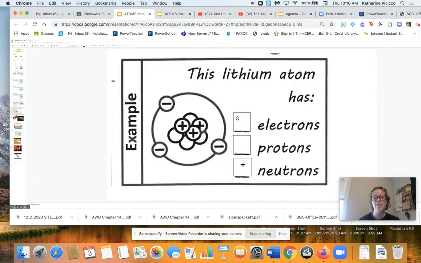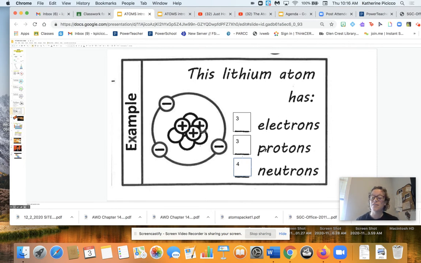Okay? Then how many protons does it have? Protons, pros, positive. So 1, 2, 3. 3 protons. That's interesting. Protons and electrons are the same number. Let's look at neutrons. Neutrons, if you remember, are neutral or have no charge. So I'm going to count the ones that don't have anything in them. 1, 2, 3, 4. There we go.